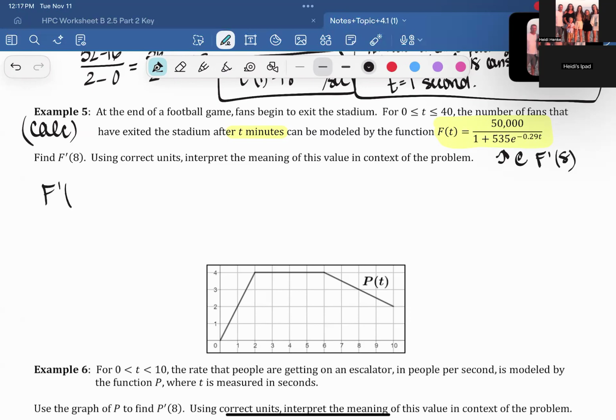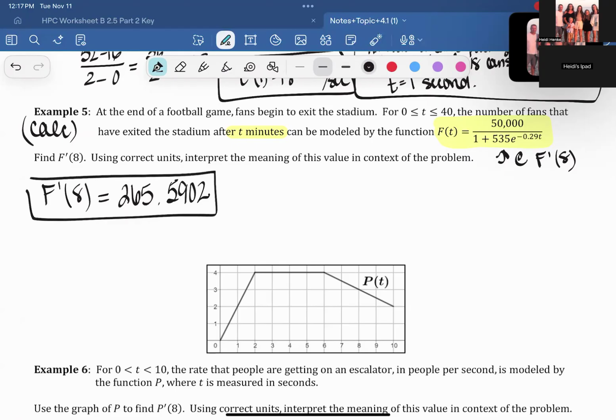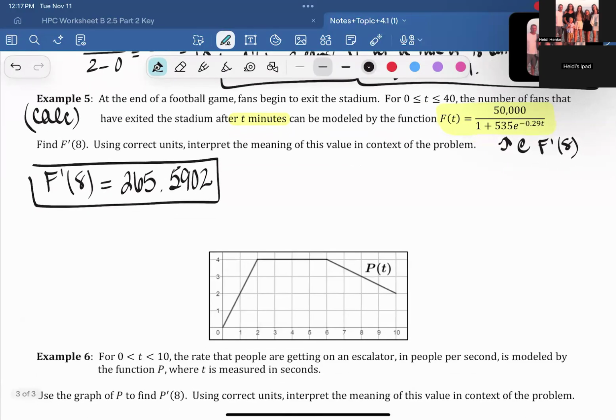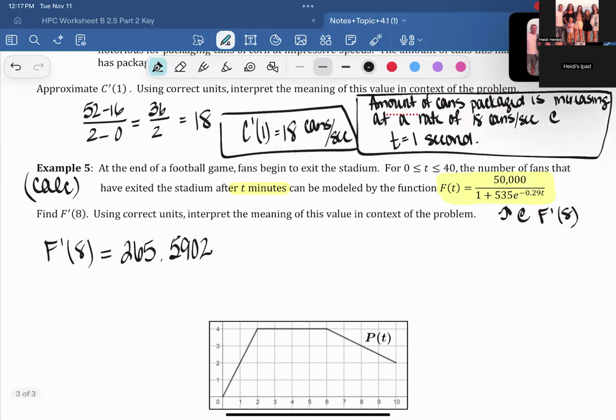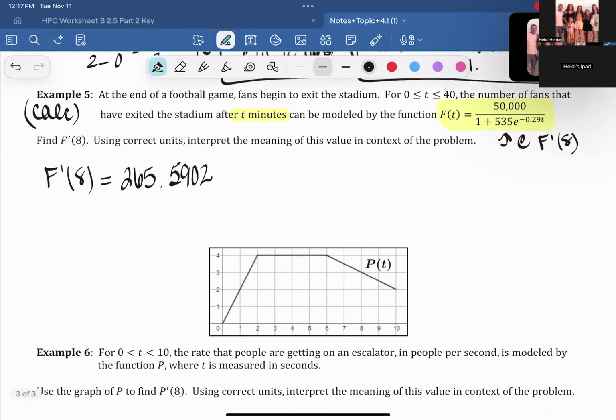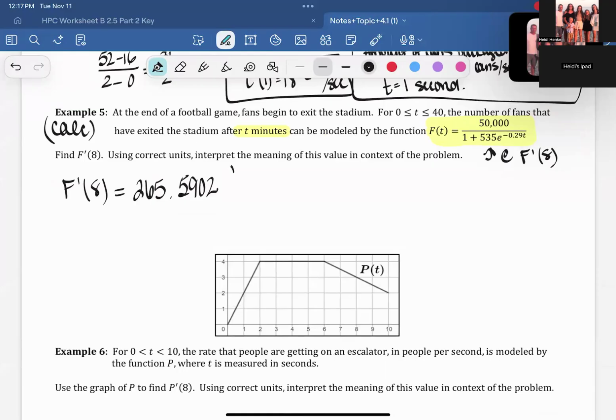Okay, f prime of 8, when you put it in your calculator, you should get 265.5902-ish, right? So then we're going to not only find it, but we're going to answer the question the way that they have asked us to answer all questions. Okay, so that means the number of fans. Oh, I didn't put a unit. Hold on. Fix unit. It is people per minute. Fans per minute.